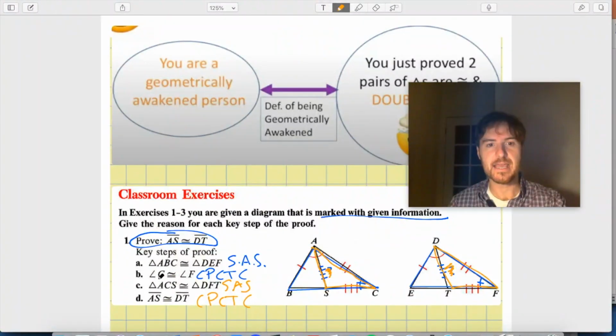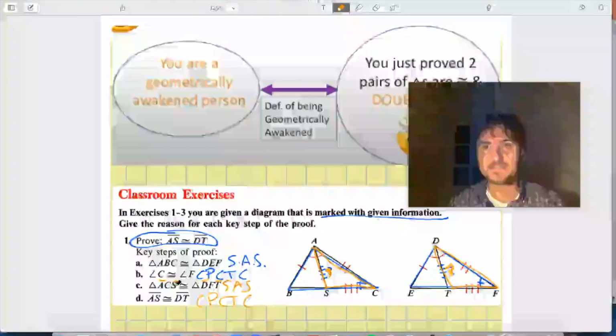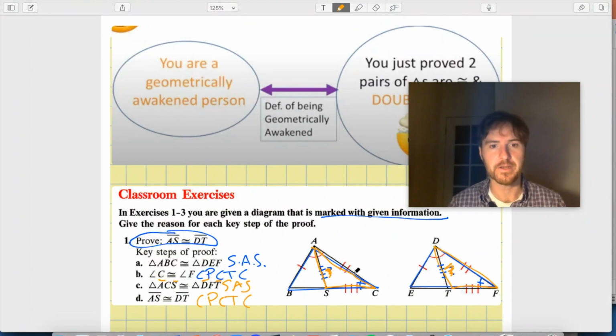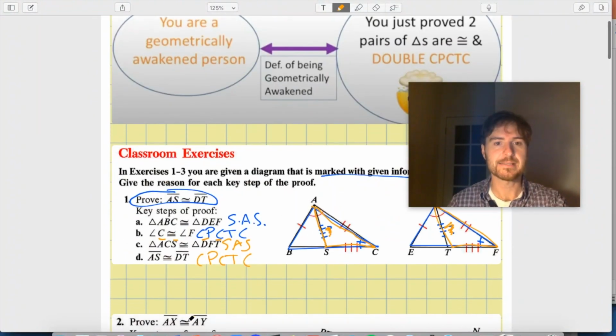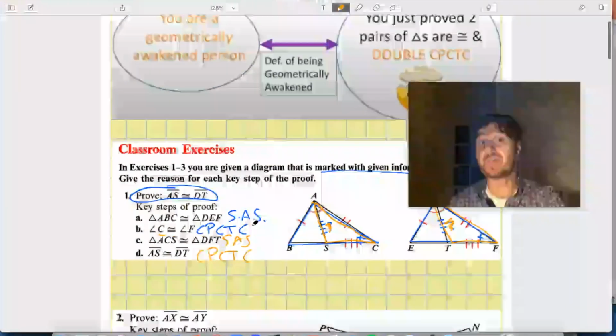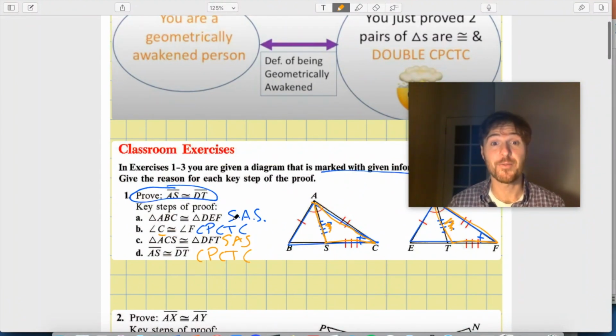So AS, I see AS right here. I see DT. So that's going to tell me that they're in corresponding places. If I know triangle ACS is congruent to triangle DFT, I don't even need the diagram, because I know that A and S, D and T correspond to one another. So I know that segment AS is congruent to segment DT. Okay, so that's all you need to write for your answers down there. Number 1, SAS, CPCTC, SAS, CPCTC.